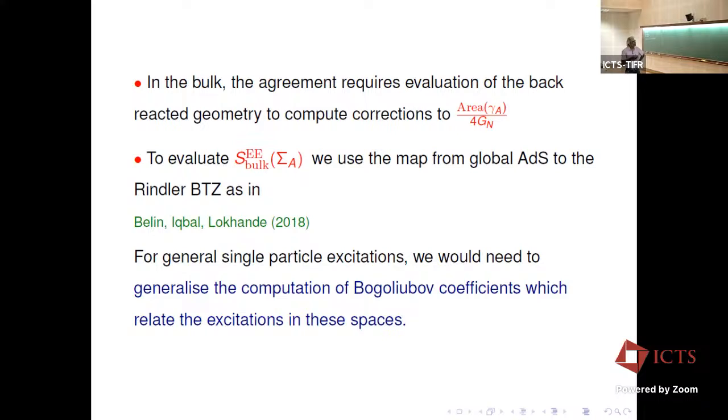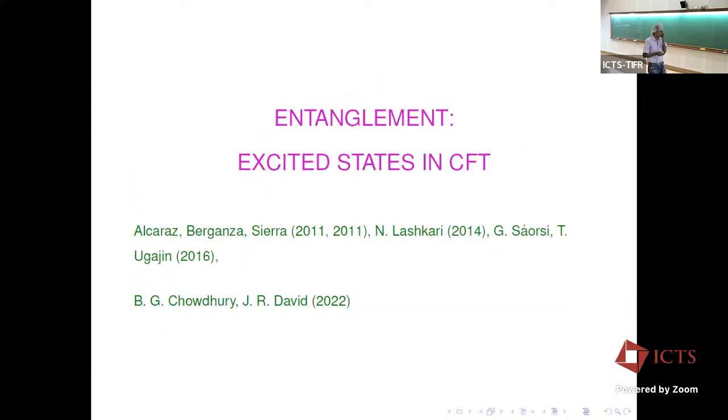So in the bulk, the agreement will require evaluation of the back reactor geometry to compute this. And also to evaluate this, there is an interesting technique which was developed which we have to generalize. Basically, there is a map from global AdS to Rindler BTZ, which is used. And for that, we need the Bogoliubov coefficient to relate these excitations. Now, in the CFT, entanglement of excited states for 2D has been done by many authors earlier. So we have actually streamlined the technique to generalize it and use it for our purpose. So I'll present that, and I'll present the results.